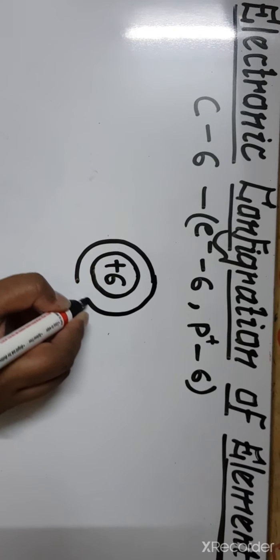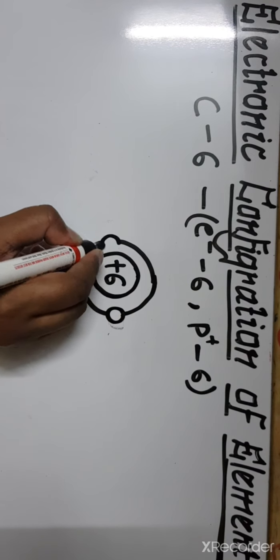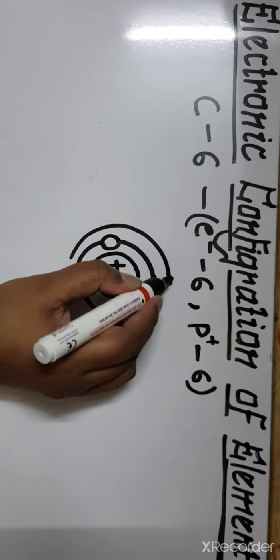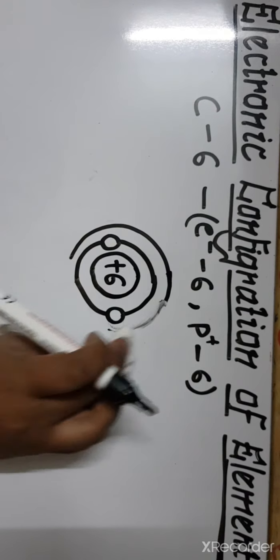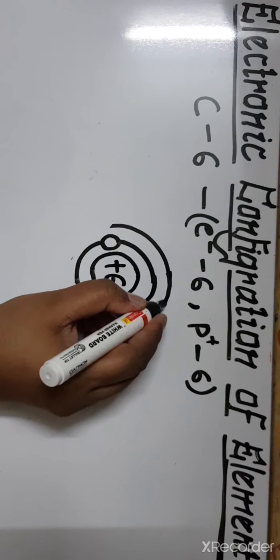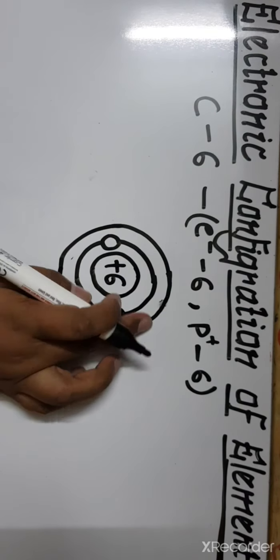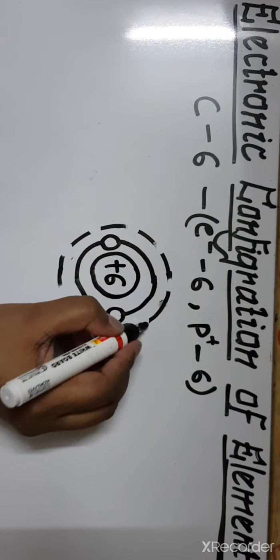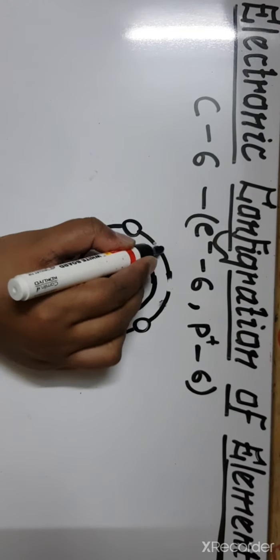What is the capacity of the K shell? The capacity of the K shell is to hold 2 electrons. And the second shell, which is our L shell, has a capacity to hold a total of 8 electrons. Now suppose I draw a total of 8 empty spaces over here: 1, 2, 3, 4, 5, 6, 7 and 8.